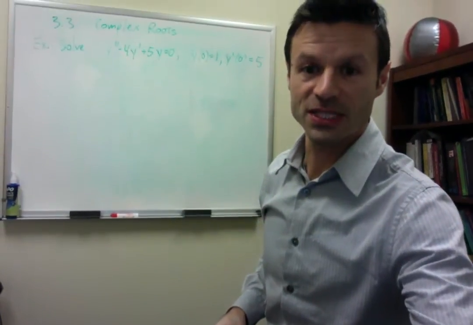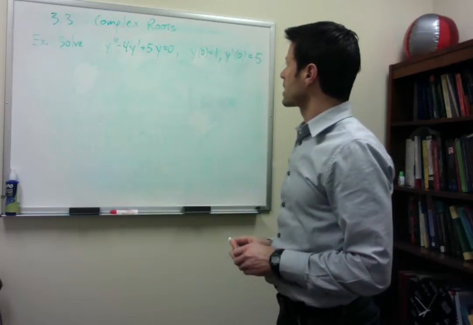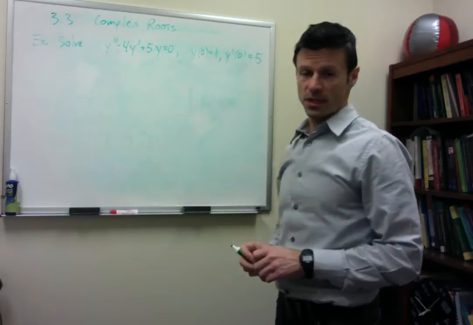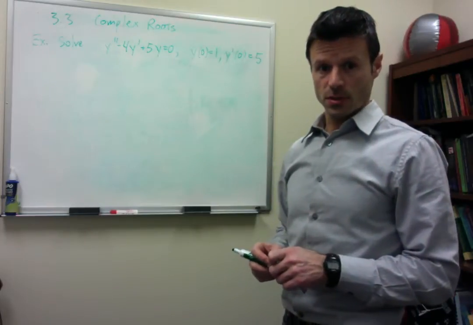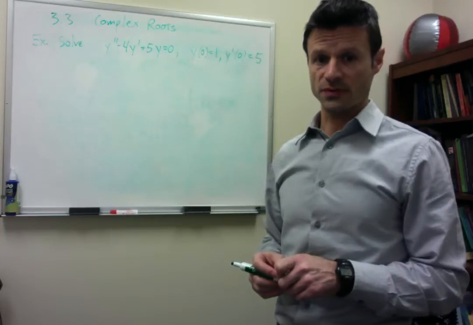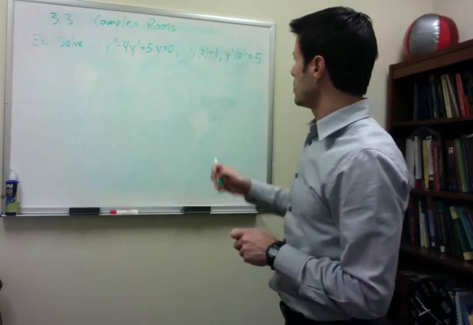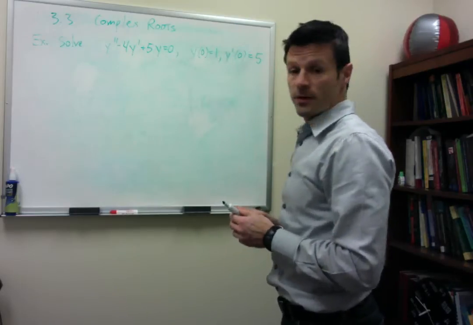Okay, so in this video, we're going to look at section 3.3, the case where the characteristic equation leads to complex roots. Okay, and so we wrote down the general solution that we get for the case of complex roots. And now let's solve this problem, this initial value problem.